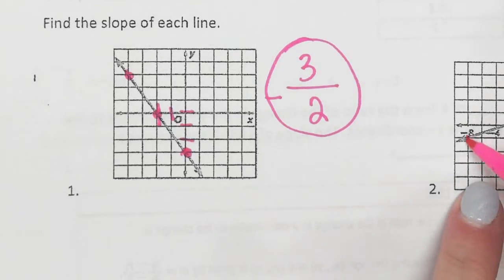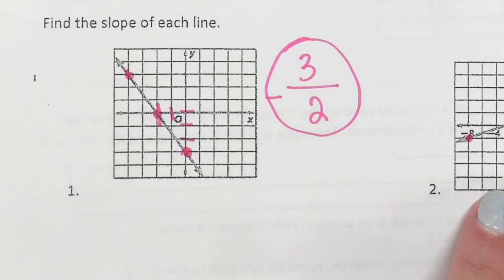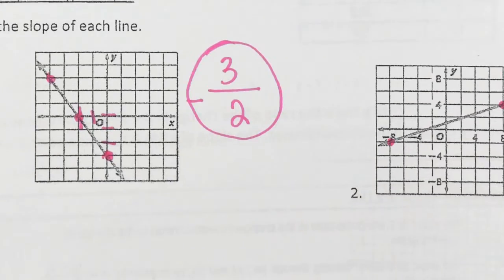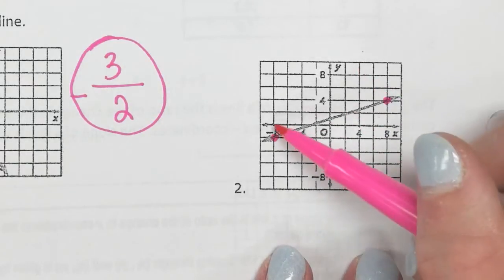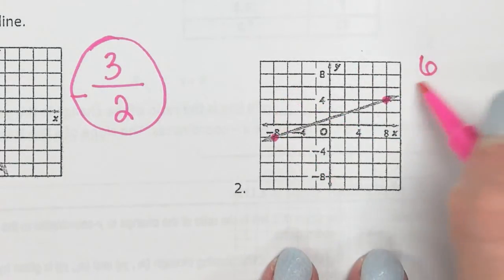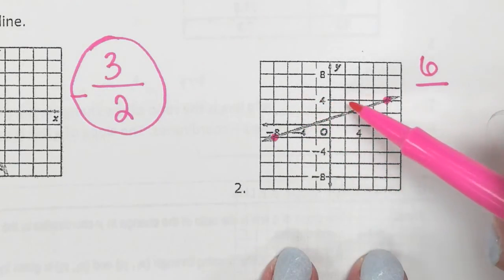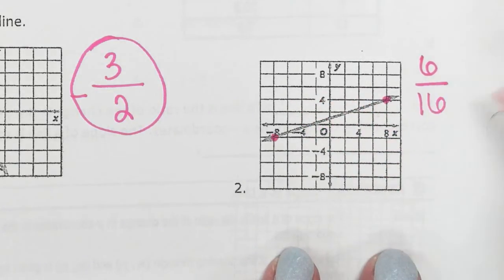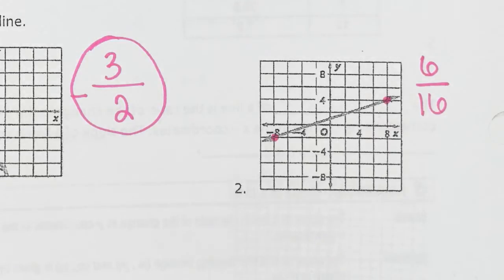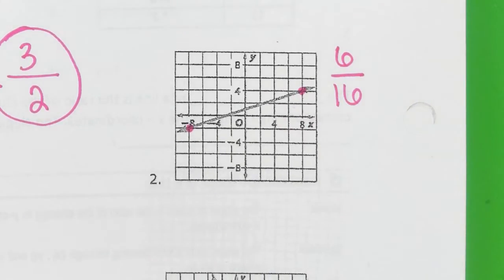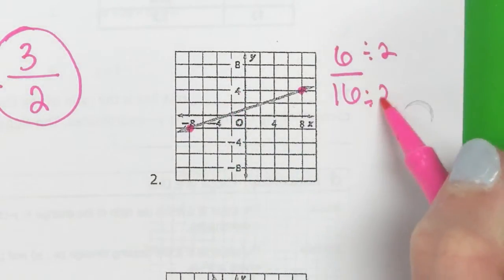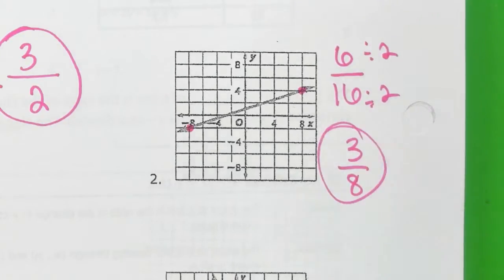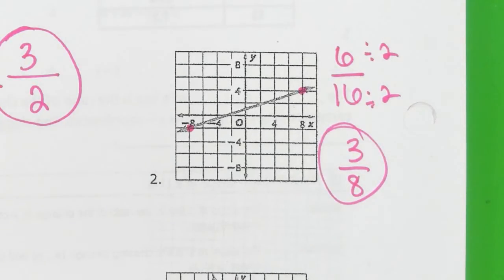Okay, so for number 2, what's one? I'd probably use the farthest ones apart because the other ones are iffy, and you don't ever want to use an iffy one. Let's see, 2, 4, 6, 8, 10, 12, 14, 16. All right, be careful on number 2 because what is your graph counting by? 2. This line right here is 2, then 4. Then divided by 2, so you should get 3 over 8.